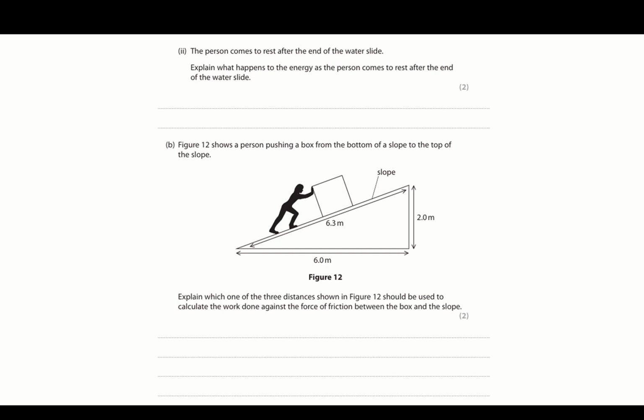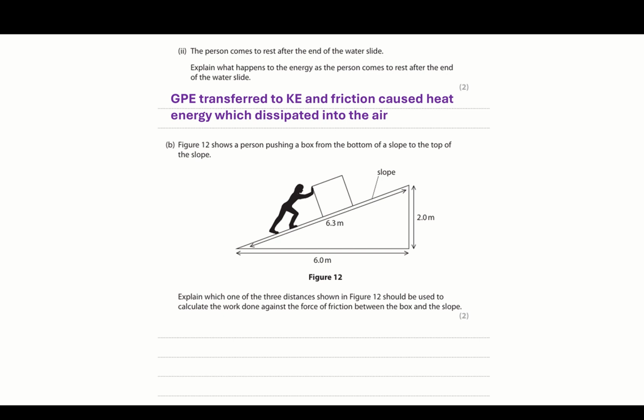What happens to the energy as the person comes to rest? So we've got this idea that the gravitational potential energy is going to go to kinetic energy to go down the slide, and then because there's some friction, that will go to thermal energy. So GPE will go to KE. There's friction, this will create heat energy, and our old favourite, the heat energy, will be dissipated into the air. And you can just see how often that comes up in papers.